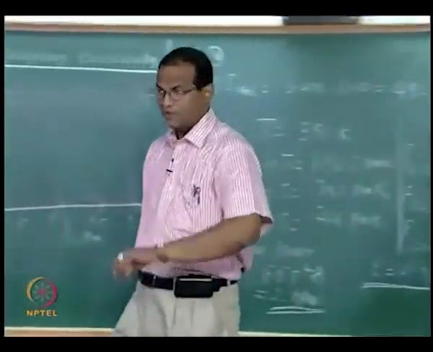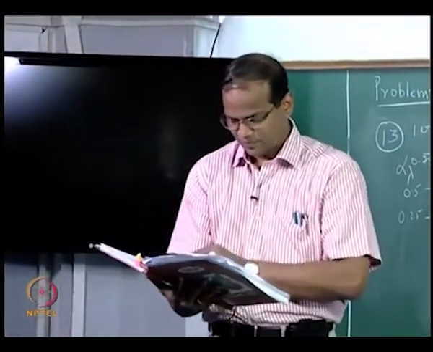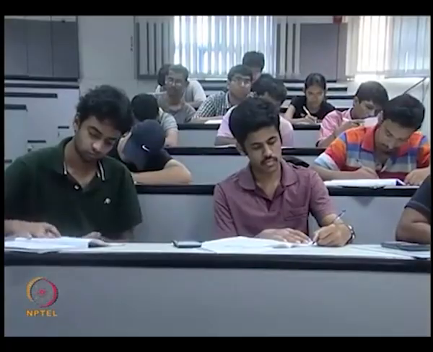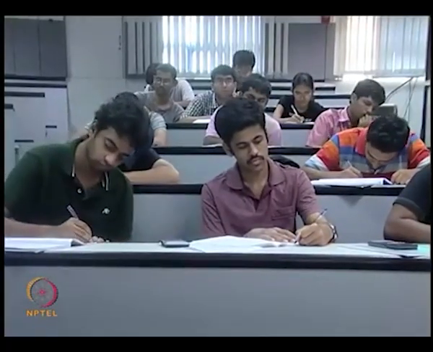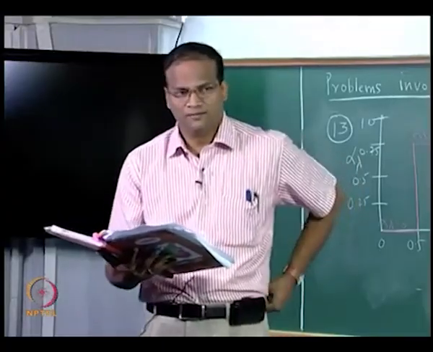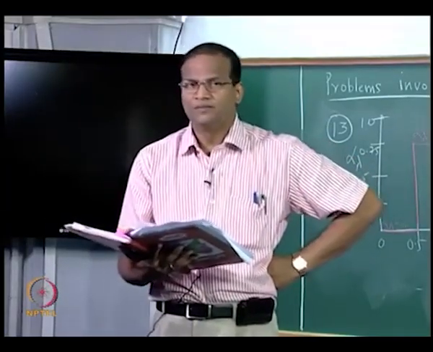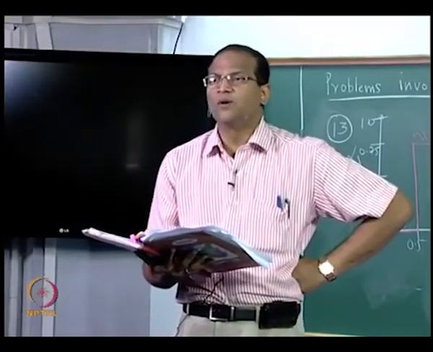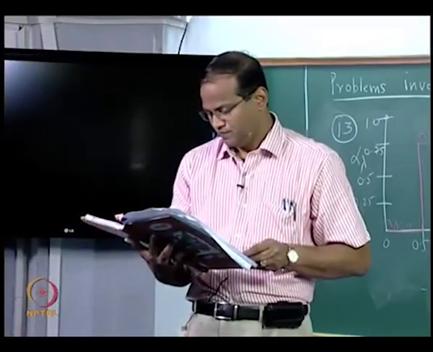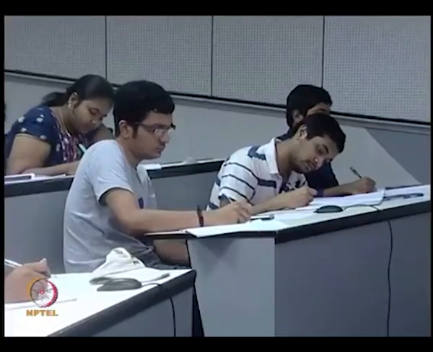Okay. Now problem number 14. Solar flux of 950 watts per meter square is incident on the top surface of a plate whose solar absorptivity is 0.9 and emissivity equal to 0.1.